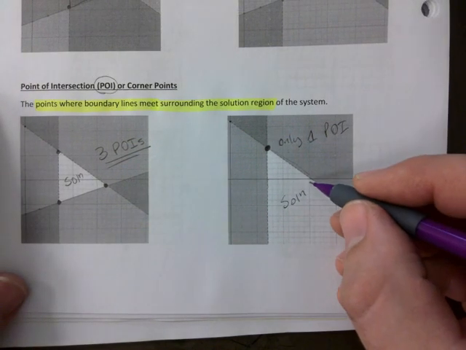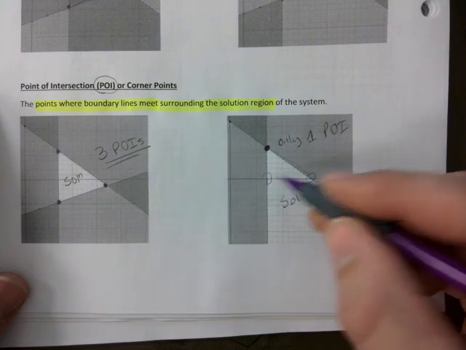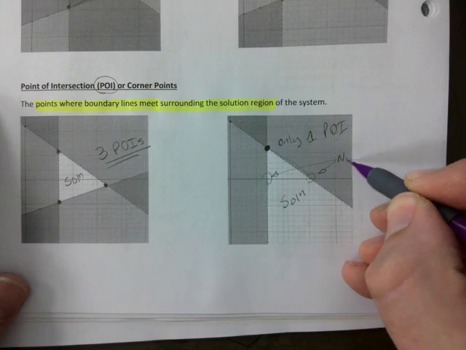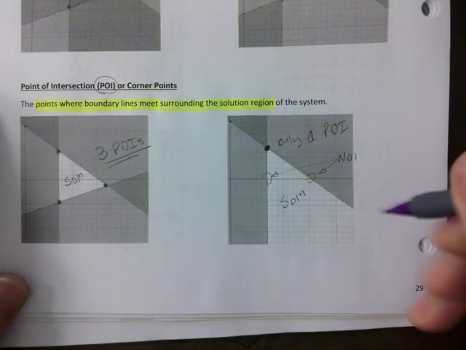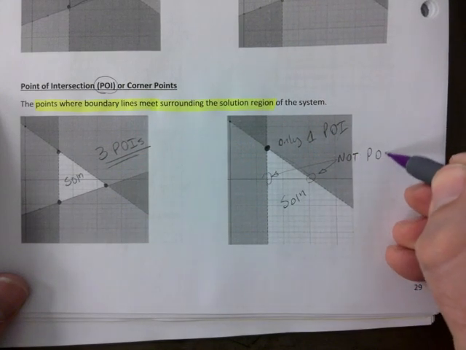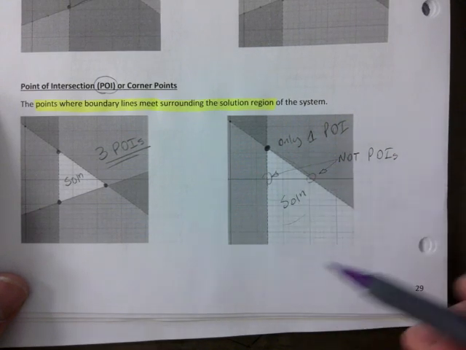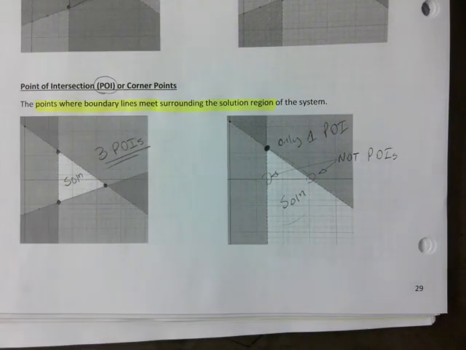I'll just say this, arrow, not POIs in this case. It will change when we do word problems, but if it's just non-contextual, then those are not considered POIs.